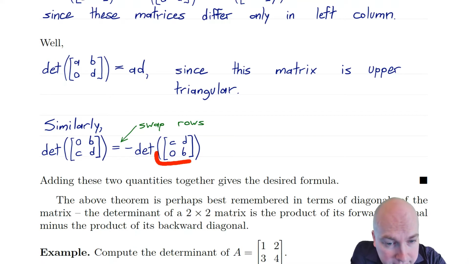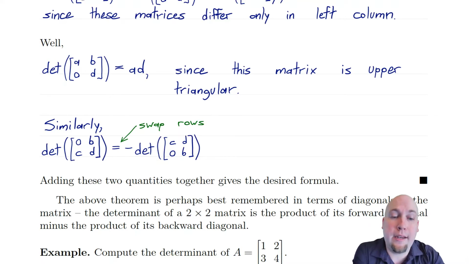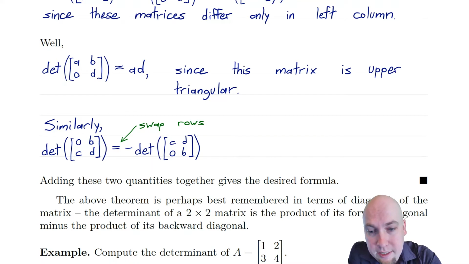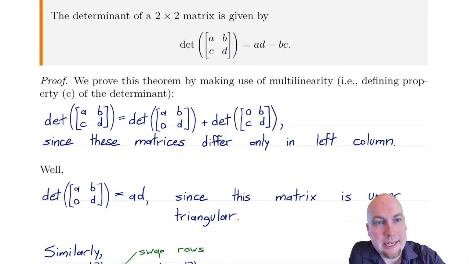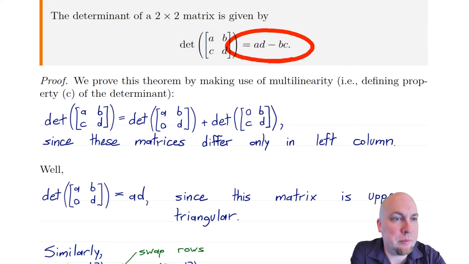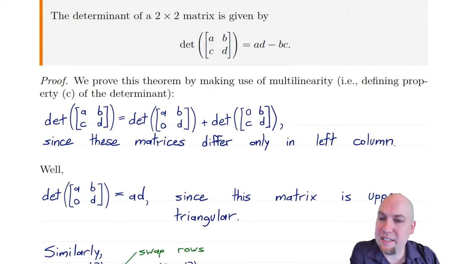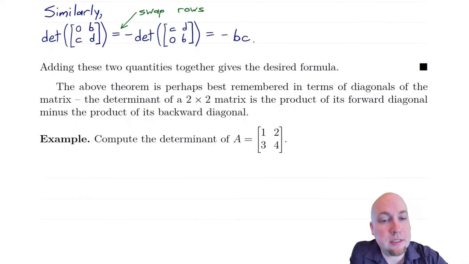But now, this matrix over here on the right is upper triangular, so its determinant is just the product of the diagonal entries. It's B times C. So this matrix has determinant negative B times C. Then you just add these two quantities up. This matrix has determinant AD, this matrix has determinant minus BC. You add them up and you get exactly the formula that we said we would get. You get AD minus BC. That's an explicit formula for the determinants of any 2x2 matrix.